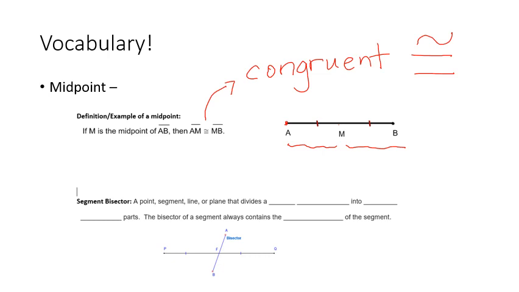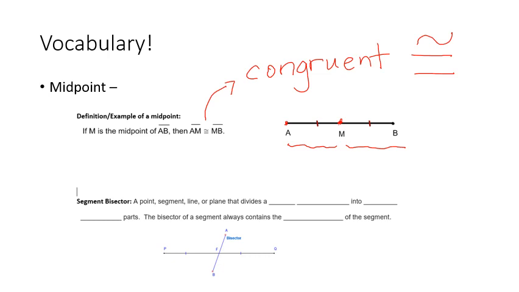So the M is right in the middle, and an example would be if you had a chocolate bar and you were going to split it evenly with a friend. You would try to split it at the midpoint or down the middle.